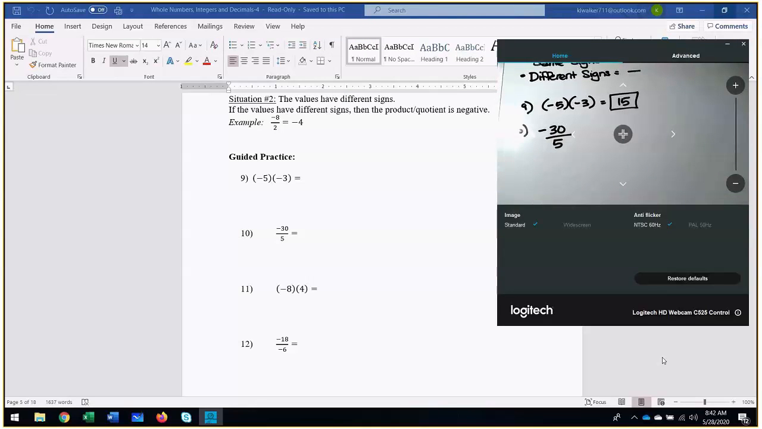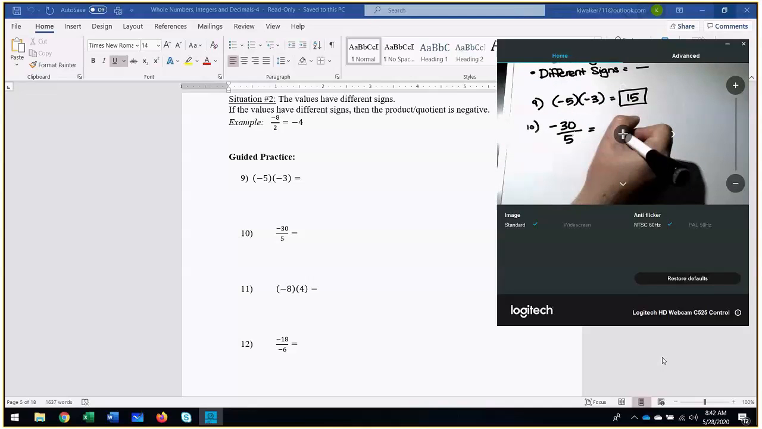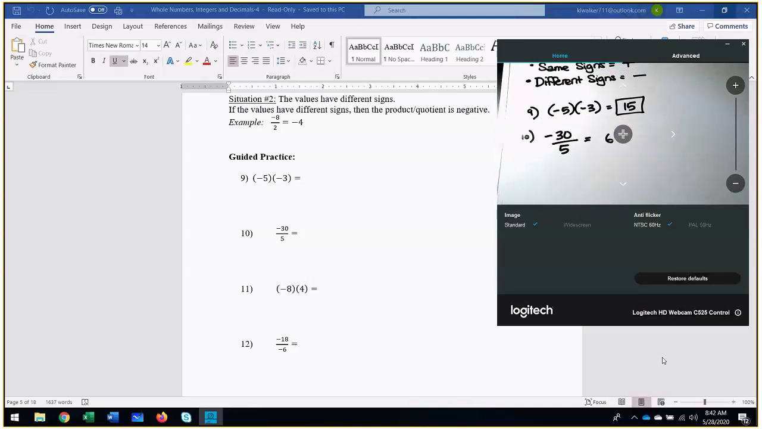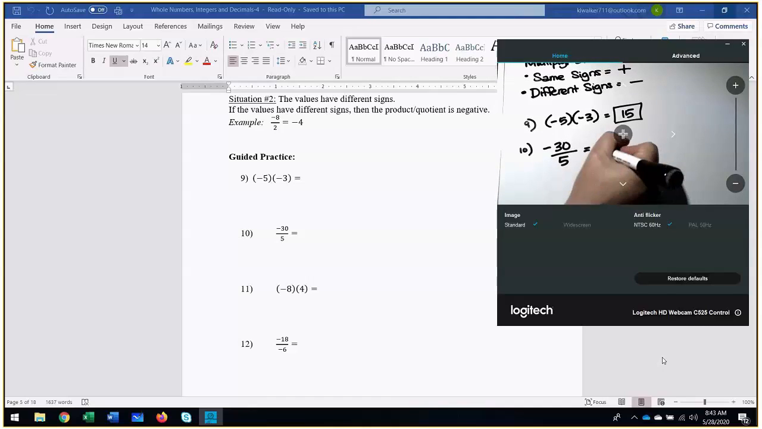All right, so here we go. So number 10, it looks like fraction form, but a fraction bar means division. So what they're asking you to do is divide -30 by +5. So 30 divided by 5 is 6. That part doesn't change. Then you just need to decide on what sign you're going to use. Since you have different signs, your final answer should be negative.